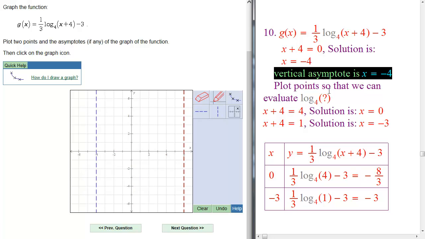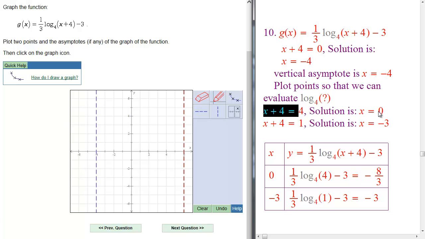Now, how do you decide what points to plot? Remember, if you're evaluating log of something base 4, this something needs to be powers of 4, like 4, 1, 1/4, 16, and so on. So in order for x plus 4 to be 4, we need to plug in x equals 0. Let's say we want x plus 4 equals 1. We need to plug in x equals -3.